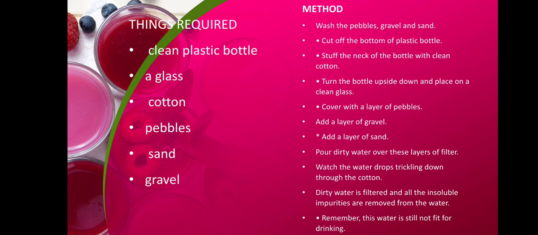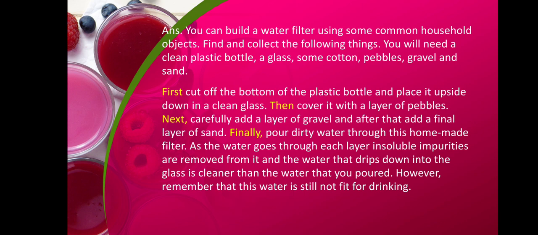Now we are going to see how this is explained through a paragraph. The same thing, how to make the water filter, is given in the paragraph. You can build a water filter using some common household objects. Find and collect the following things you will need: a clean plastic bottle, a glass, some cotton, pebbles, gravel, and sand.